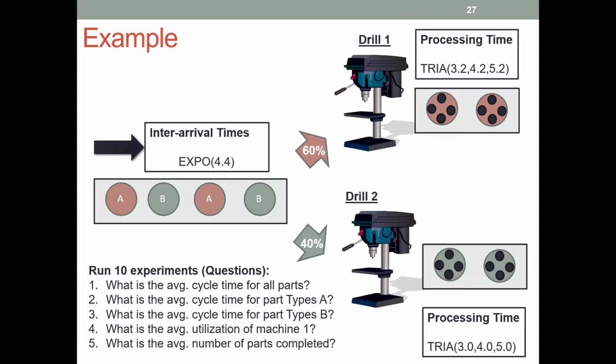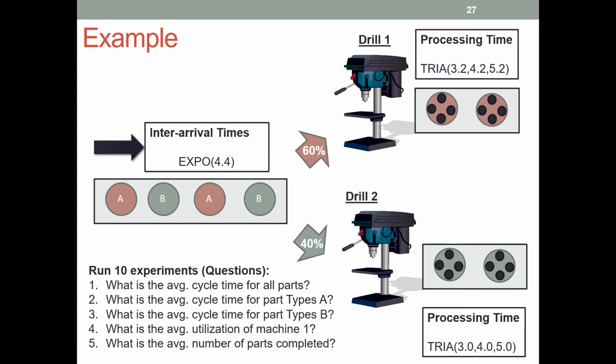We have two machines, or two drills. Drill 1 only works with part type A. Drill 2 only works with part type B in this case. And then the processing time for each one of the drills is listed next to it. And then there are 10 replications, or 10 experiments, that we are going to run.